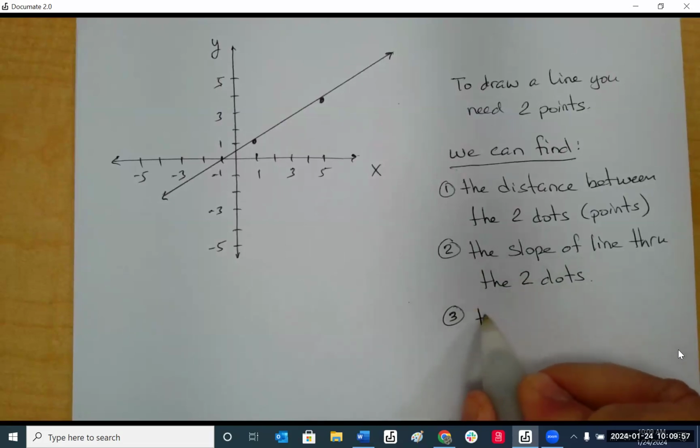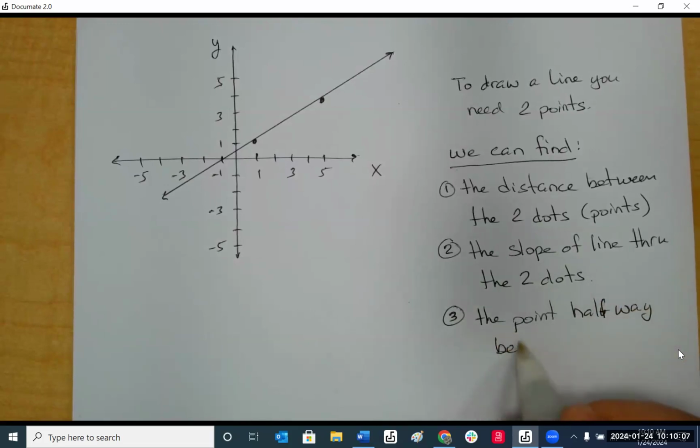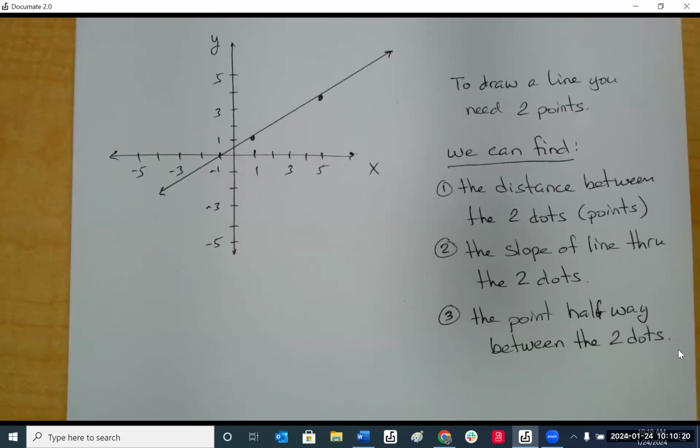We could find the point halfway between the 2 dots. That's called the midpoint.